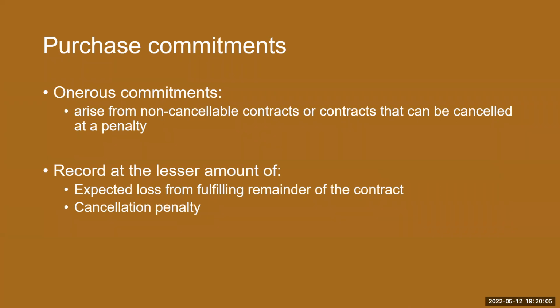WestJet will say, you know what? I can pay the $1 million to cancel, right? The penalty to cancel and walk away. That is the onerous contract. And WestJet will have to set up a liability for the $1 million.